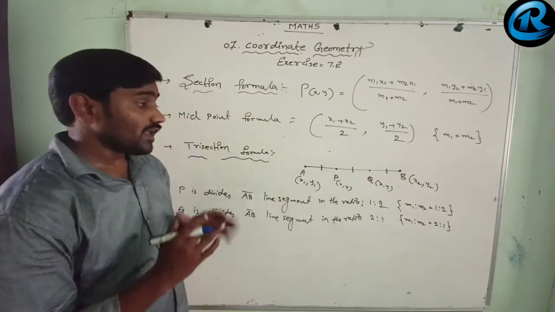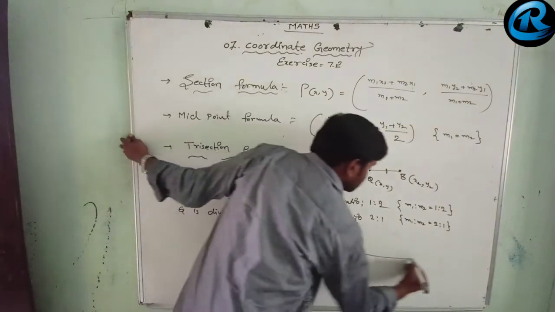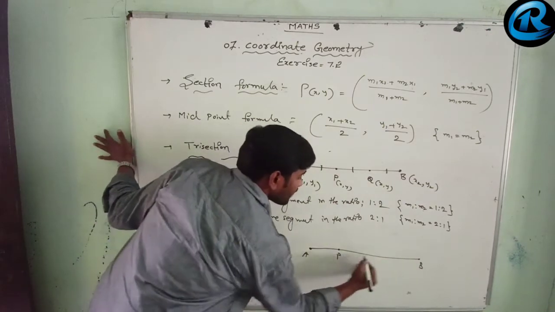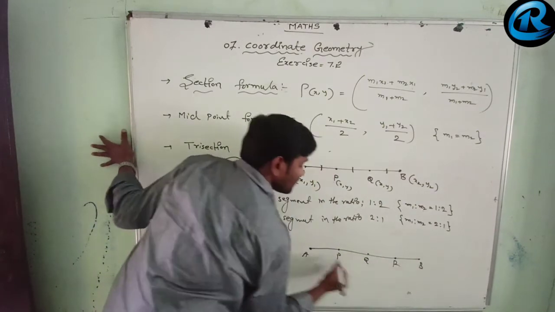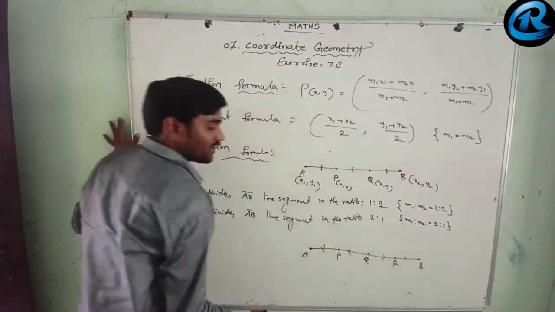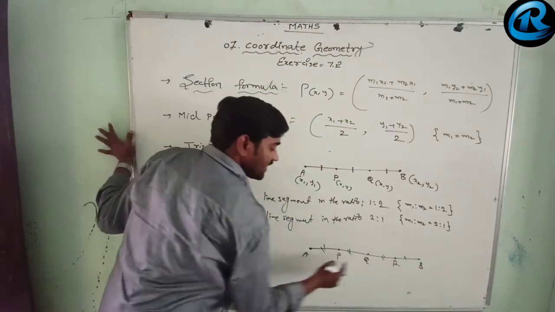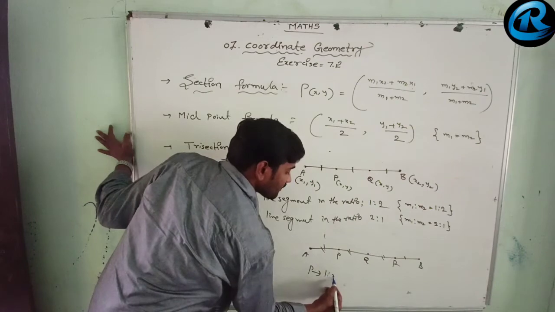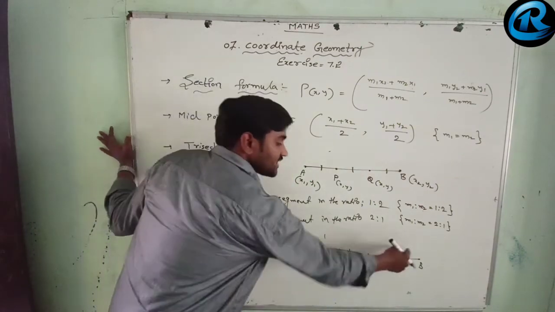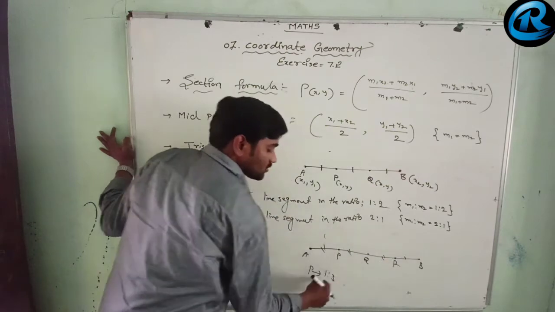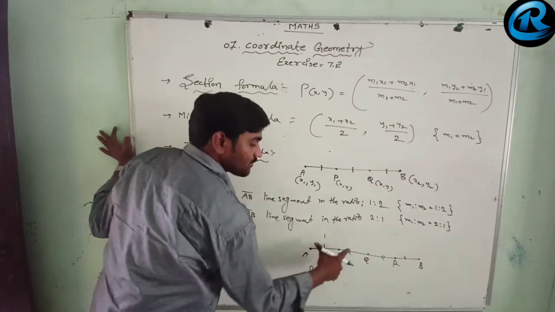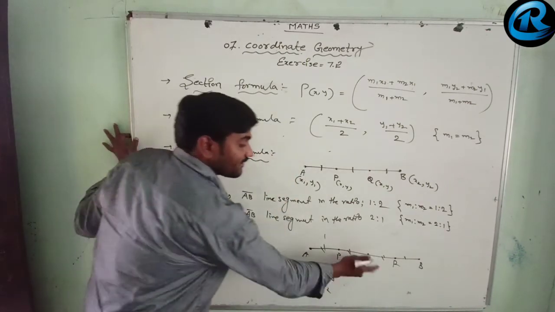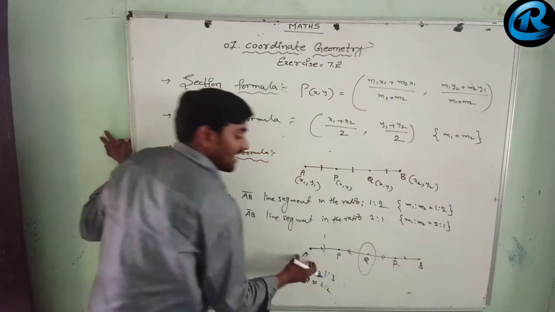If a line segment is divided into 4 equal parts, what happens? See, A, B, here P, here Q, here R. So here it is divided into 4 equal parts. P divides the AB line segment in the ratio 1:3, one part and here 3 parts. Here Q divides this AB line segment, here 2 parts and here 2 parts, 2:2. M1 value, M2 value same, so midpoint. Here Q is known as a midpoint of A and B.